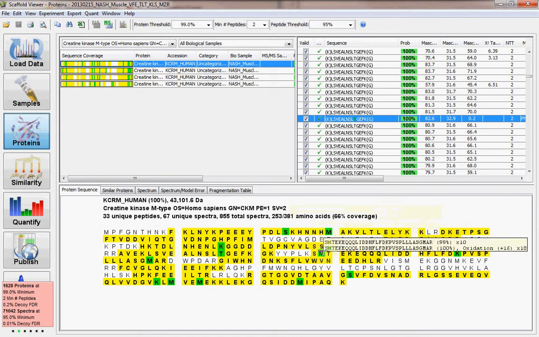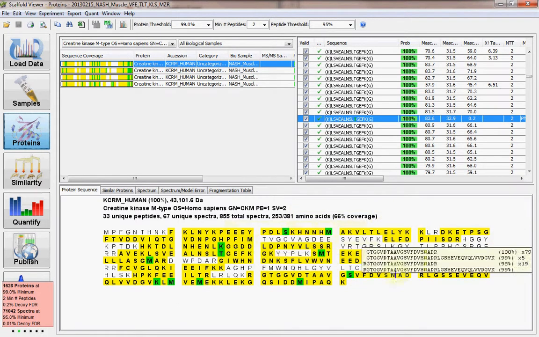But the question becomes, what do these modifications do? Do any of them have a dedicated function? Do they regulate an enzyme's activity or a signaling molecule's capabilities?